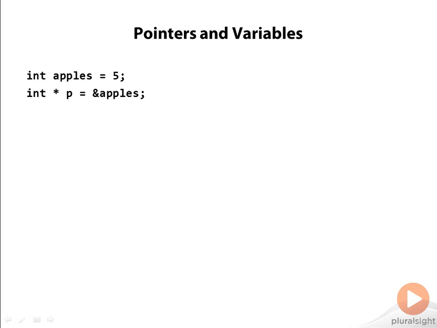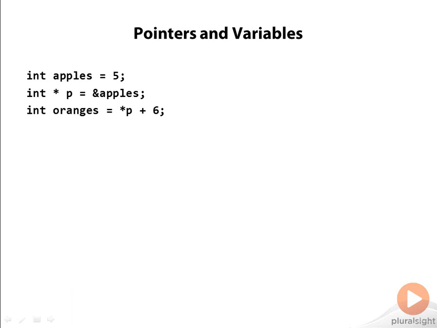Now, pointer declarations can get complicated. This is really simple, but as you will see later, it doesn't always stay this simple, and I've found that it helps to read such declarations from right to left. Start with the name of the variable and move back until you reach the beginning of the declaration. When you see the star, just say pointer. So p is a pointer to int, and it's initialized with the address of the apples variable.